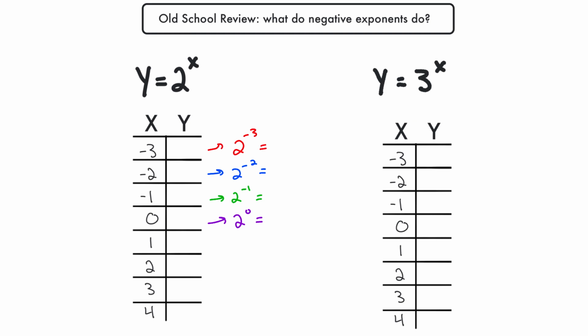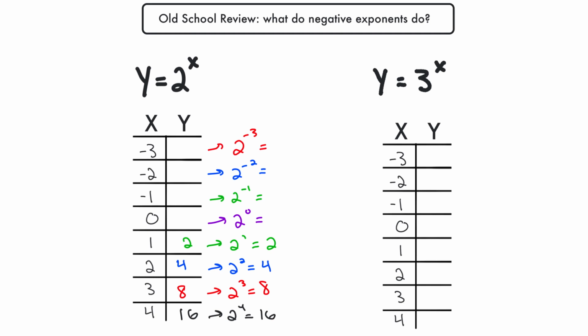This is how we determine what negative exponents as well as exponents of 0 do: we first look at their positive counterparts. 2 to the first power is just 2. 2 to the second power is 2 times 2, which is 4. 2 to the third power is 2 times 2 times 2, which is 8. And then 2 to the fourth power is 2 times 2 times 2 times 2, which is 16.